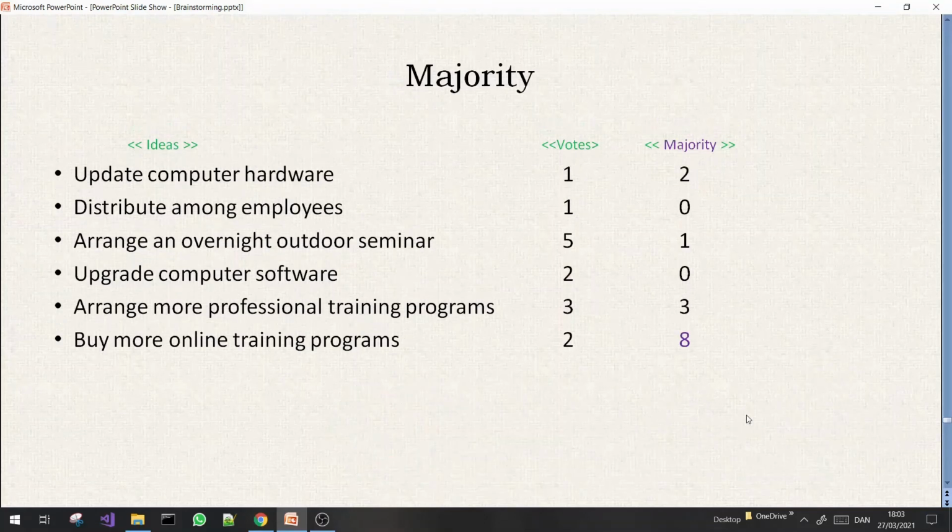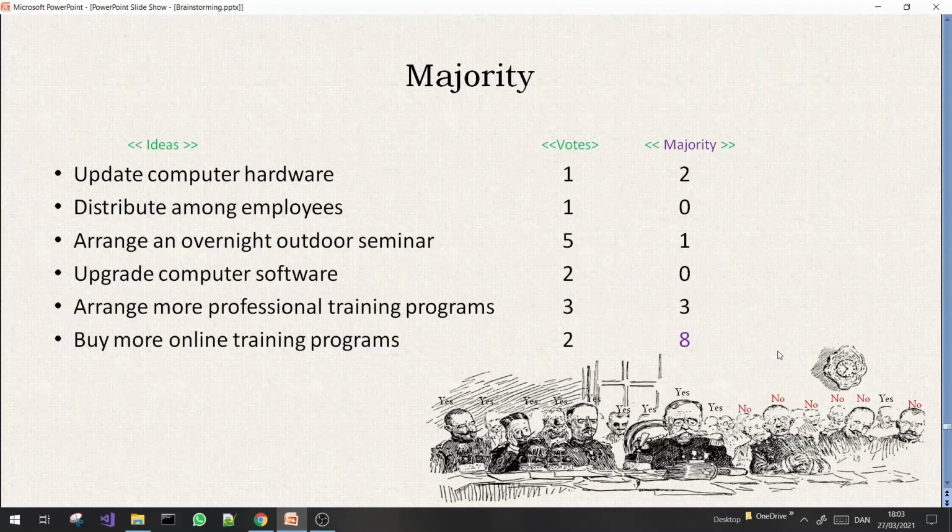Now let's talk about the majority principle. The majority principle says we should select an idea which has more than half of the group members' votes. For example, if we have 14 votes here, then this idea should be selected because it has more than 7 votes. The majority principle is relatively easy to implement in larger groups, because if there are few members who are against the idea, then still most of the group members are in favor of it, so we can select the idea.